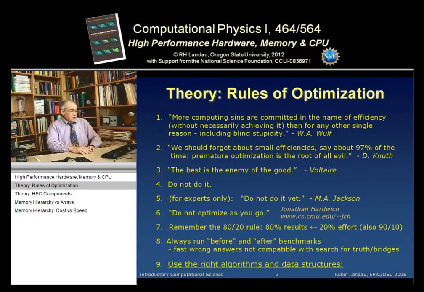Finally, the most important rule: use the right algorithms and data structures. Use good programming practices. That's almost always the best way to optimize.